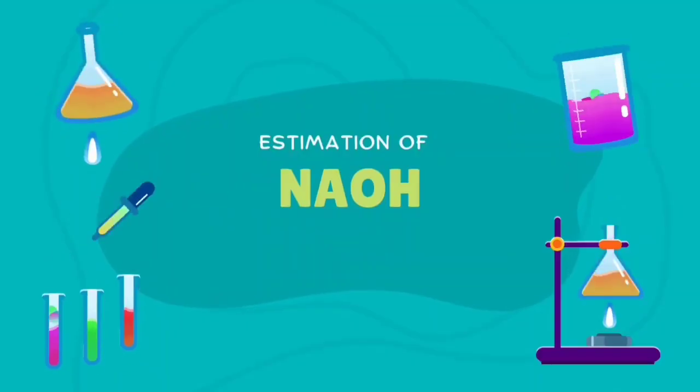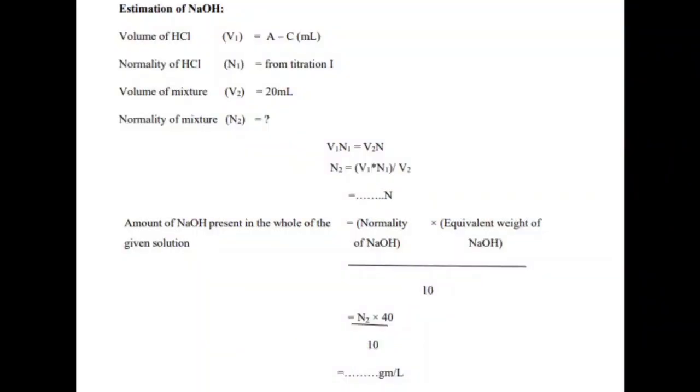Estimation of NaOH. Here, we are to find the amount of NaOH present in the whole of a given solution. The requirements for this particular estimation include volume of HCl, normality of HCl, volume of the given mixture and normality of the given mixture. Here, we are considering HCl because it is a burette solution. In order to find the volume of HCl, we are using a formula which is A minus C. Here, A represents the phenolphthalein endpoint and C represents the volume of acid used for half carbonate ion neutralization.